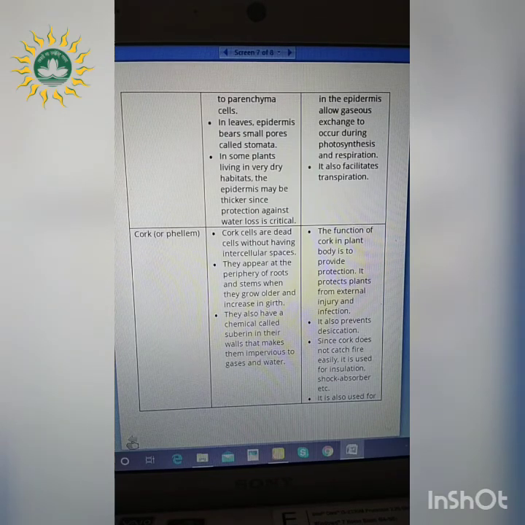So I hope that you have understood about the different plant tissues you have read till now. In the previous class we read about the simple permanent tissues and in this class we have completed the other two types of plant tissues, that is the complex permanent tissues and the protective permanent tissues.